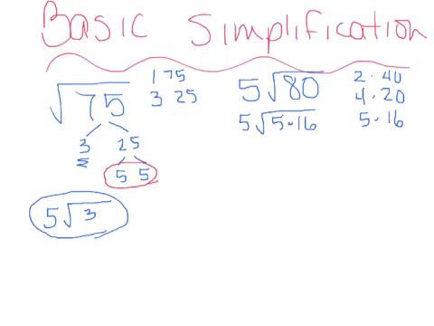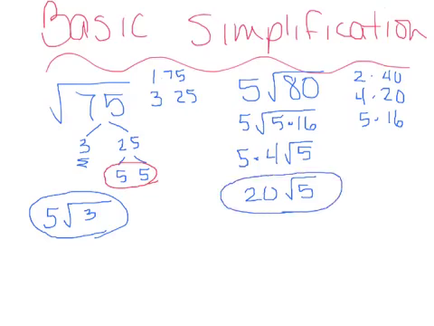16 is a perfect square, so I can actually take the square root. Square root of 16 is 4. And when I take it out of the radical, it becomes a multiplication problem times 5. 5 times 4 is 20, so 20 square roots of 5. Notice I did these two problems differently. Here I'm factoring until I get a matching pair. Here I have a few shortcuts.